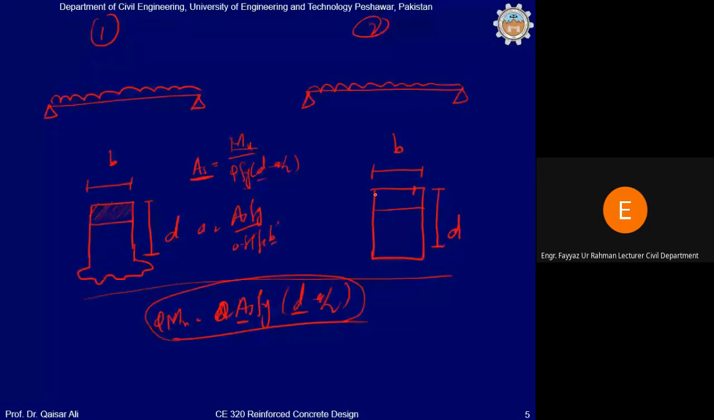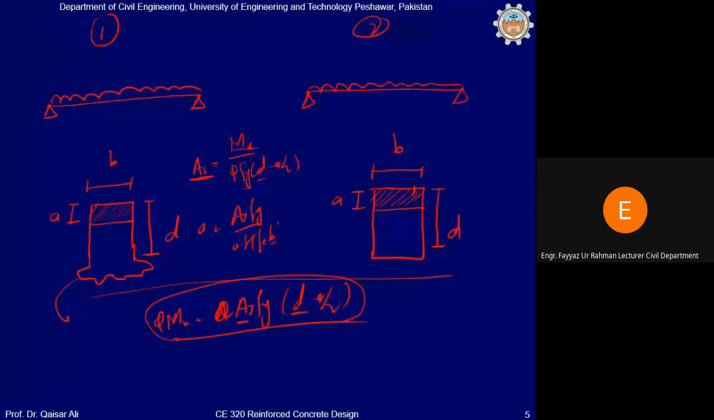Okay, इस तरह है कि नहीं? So you can see in both cases, the shape of the compression block is rectangular. So that is why even this section you can design it as a rectangular beam, because the shape of the compression block is rectangular in this case.